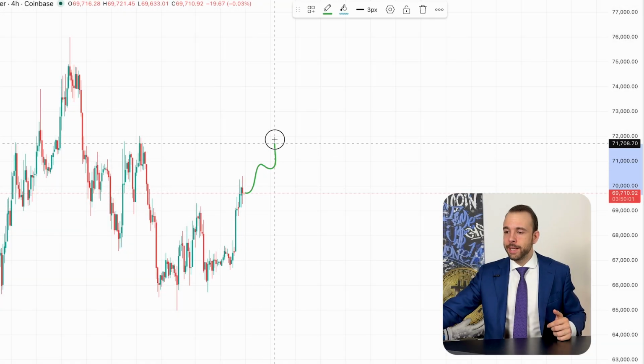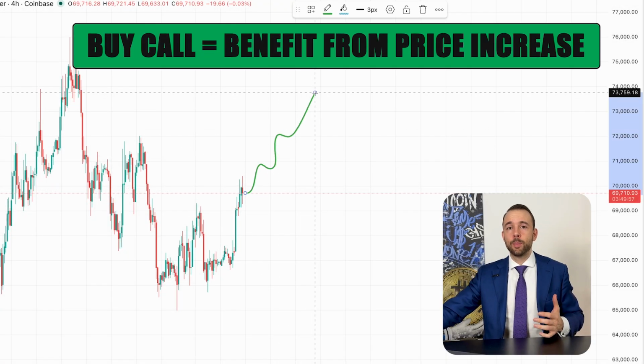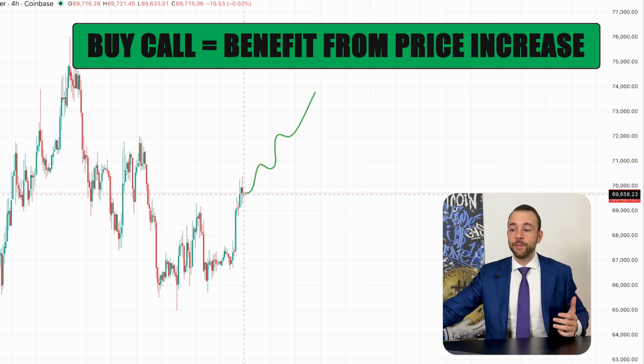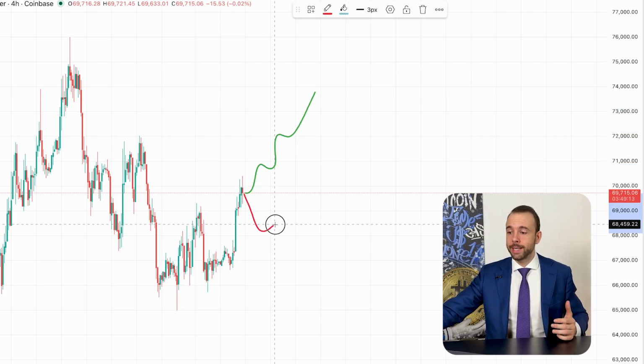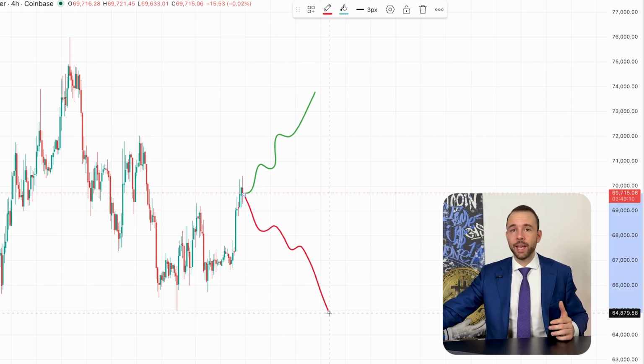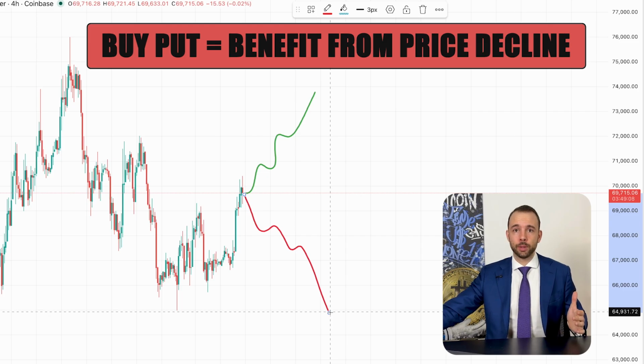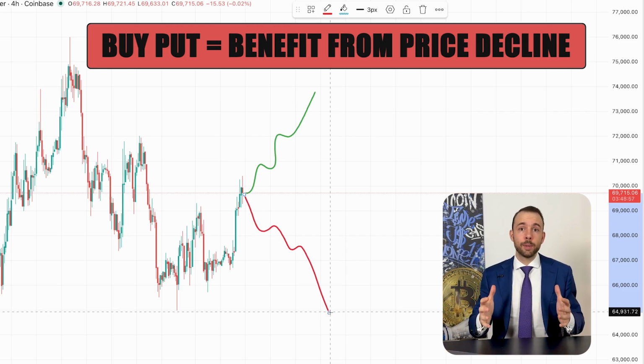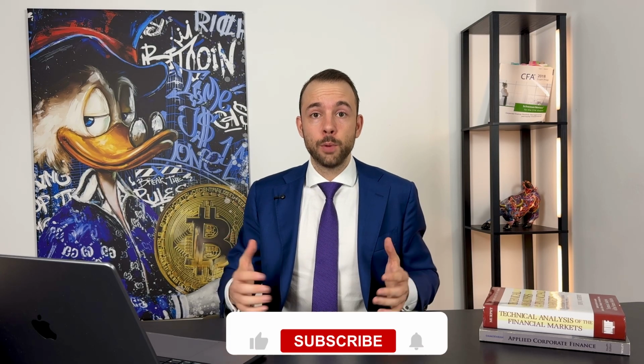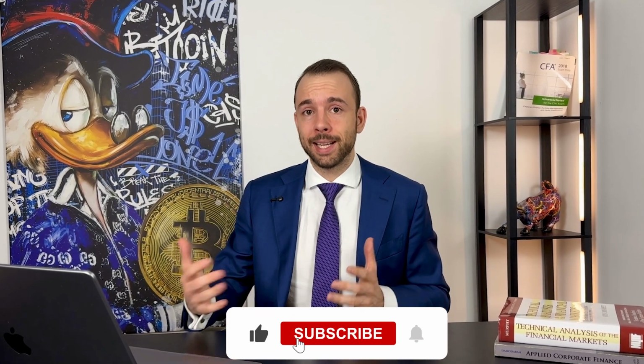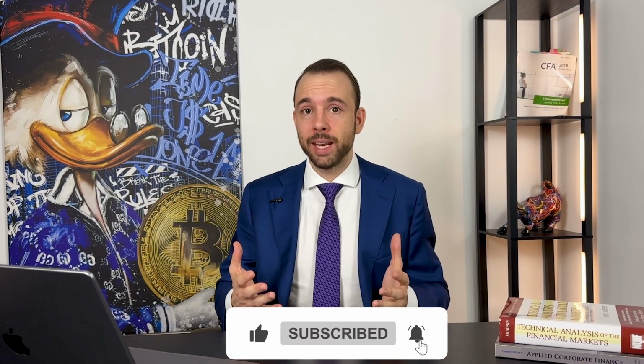There are only two types of options, calls and puts. If I would like to benefit from a price increase of Bitcoin, I have to buy a call option. And if I would like to benefit from the price decline of Bitcoin, I have to buy a put option. And this is one of the most common mistakes of all beginners. So that's why it's very important. If you would like to benefit from the price decline, you have to buy the put option.